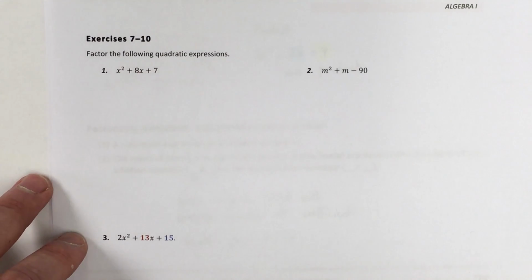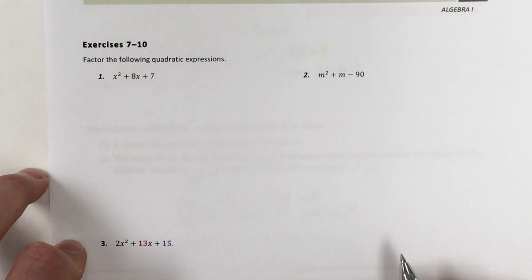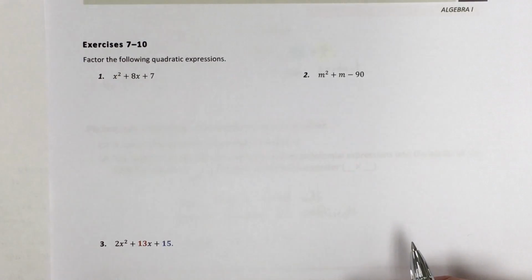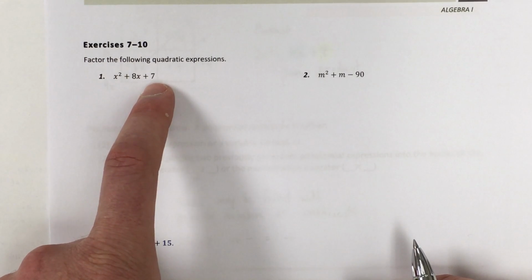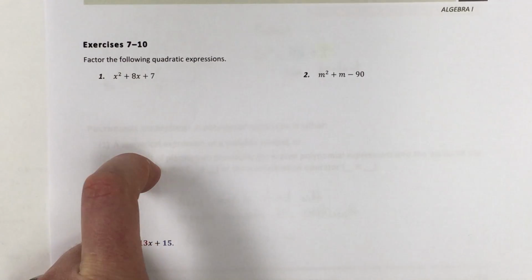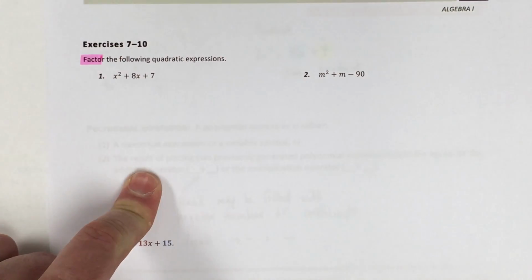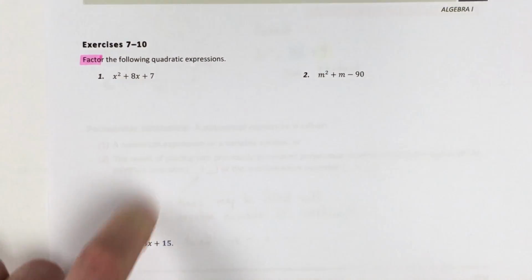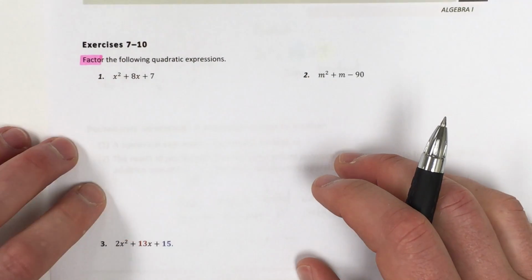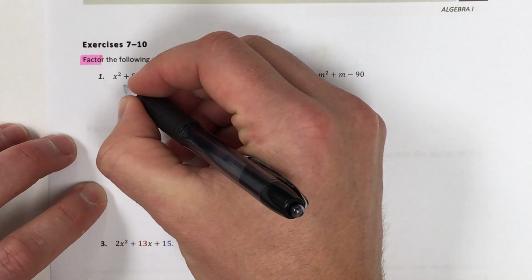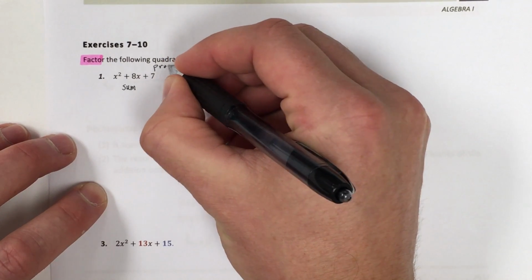The reason why we started with multiplication is so that we had a foundation to which we could reverse it. As you're looking at the first example, you have x squared plus 8x plus 7, and we're supposed to factor the following quadratic expressions. Factor means to break it into its multiplication pieces. As a reminder, the 8x was the sum, the 7 was the product.